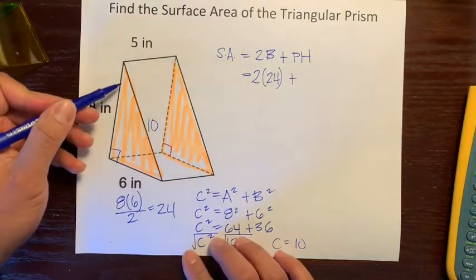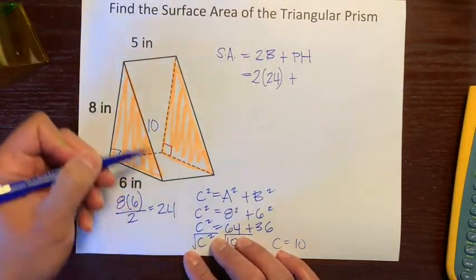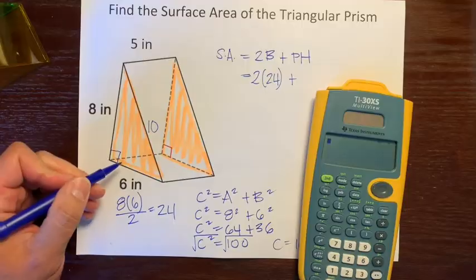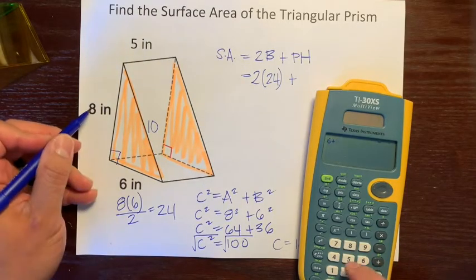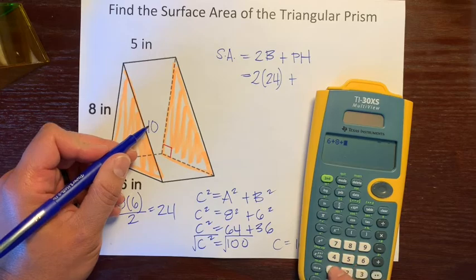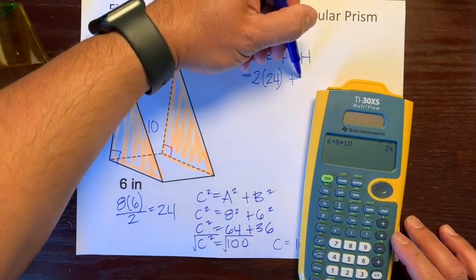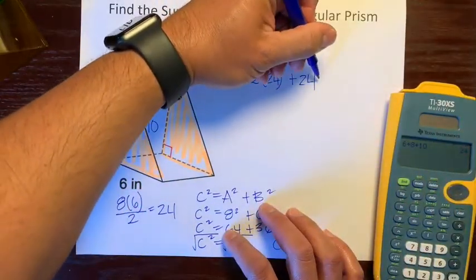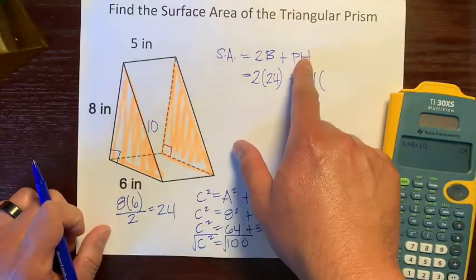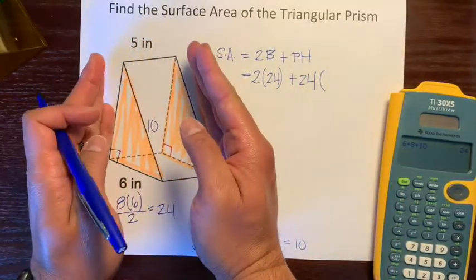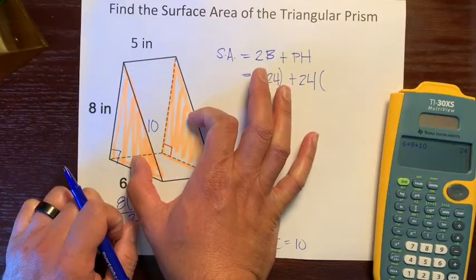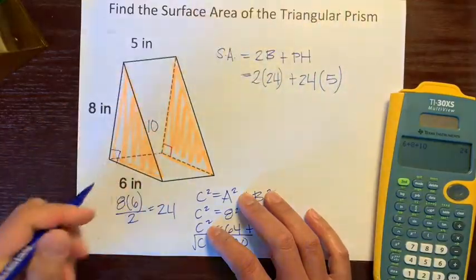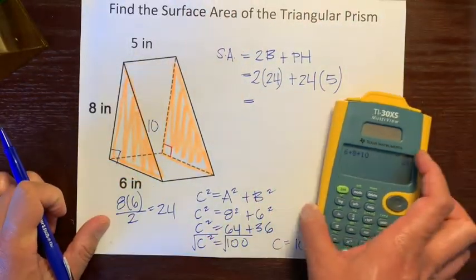Now we have every side to help us find the perimeter of this base. So let's put it in the calculator so we can keep track of it. So 6 plus 8 plus 10 is 24. So the base perimeter is 24. And we're going to multiply that by h, which is the height or the distance between the two bases. How far are these two bases from each other? They're 5 inches apart, so we'll write 5.